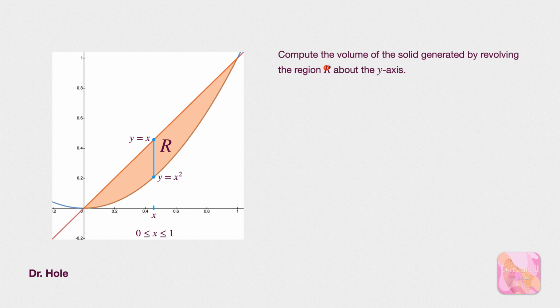And in this problem, what are we doing? We're revolving about the y-axis. So how far is this line segment from the axis of rotation? It's exactly x away. In other words, x is the radius. Here's a picture of the cylindrical shell.